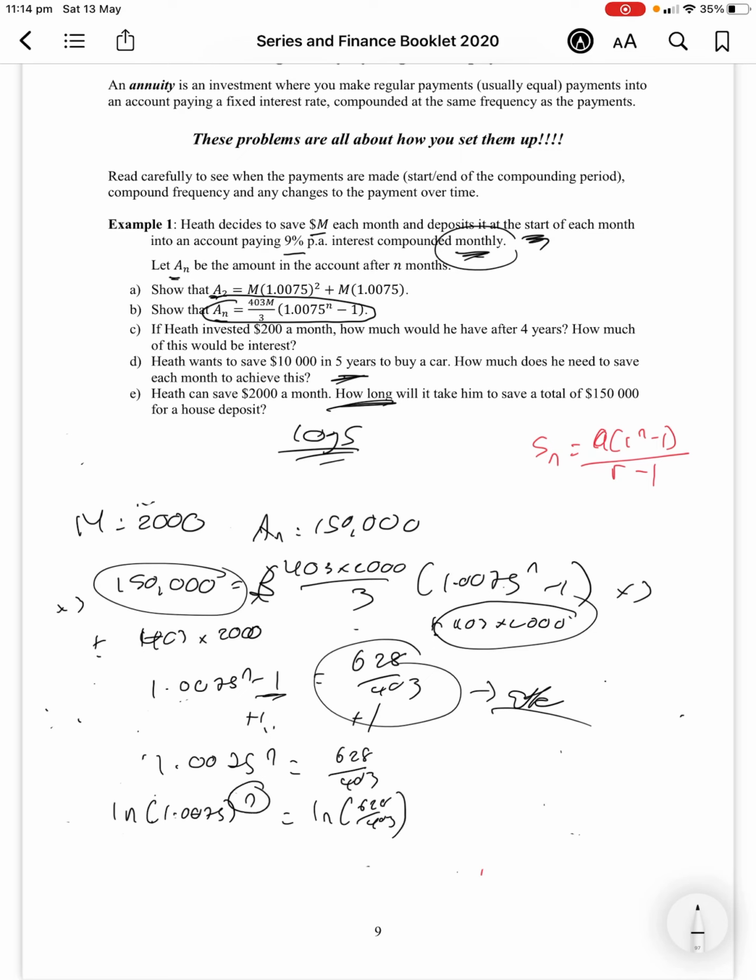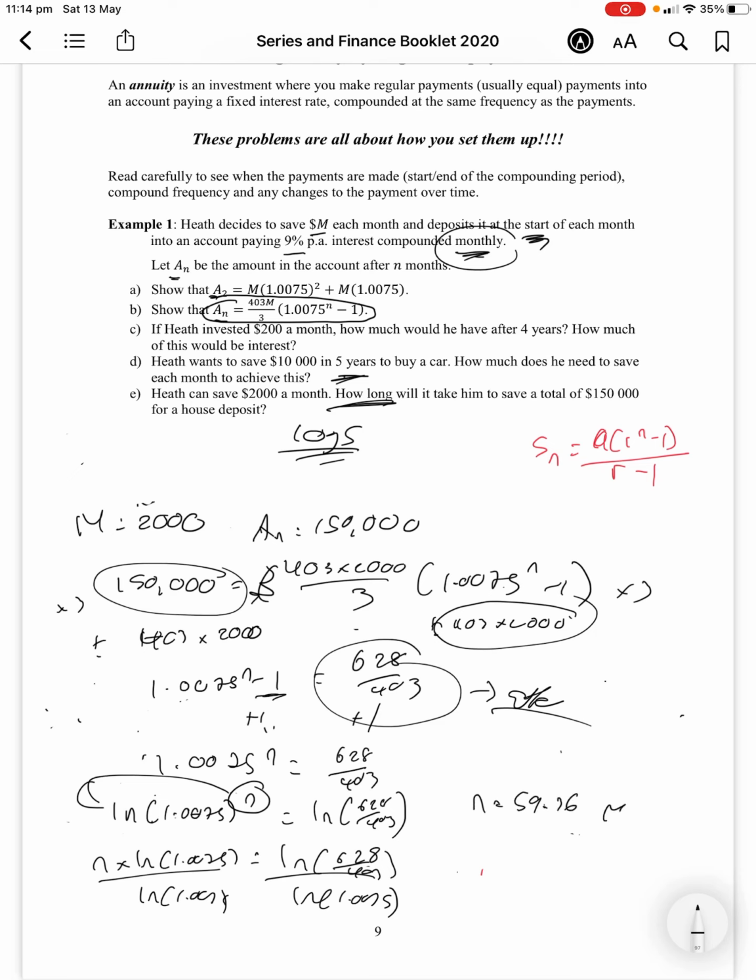And now, using my log laws, I can move this around the outside. N times ln 1.0075 equals ln 628 over 403. And I'm going to divide both sides by ln 1.0075. And I end up with 59.36 months. Remember, everything in terms of time period is months. It's all months because I'm dividing my interest rate by 12, which means it's going to be 60 before he ends up with a total of 150,000.